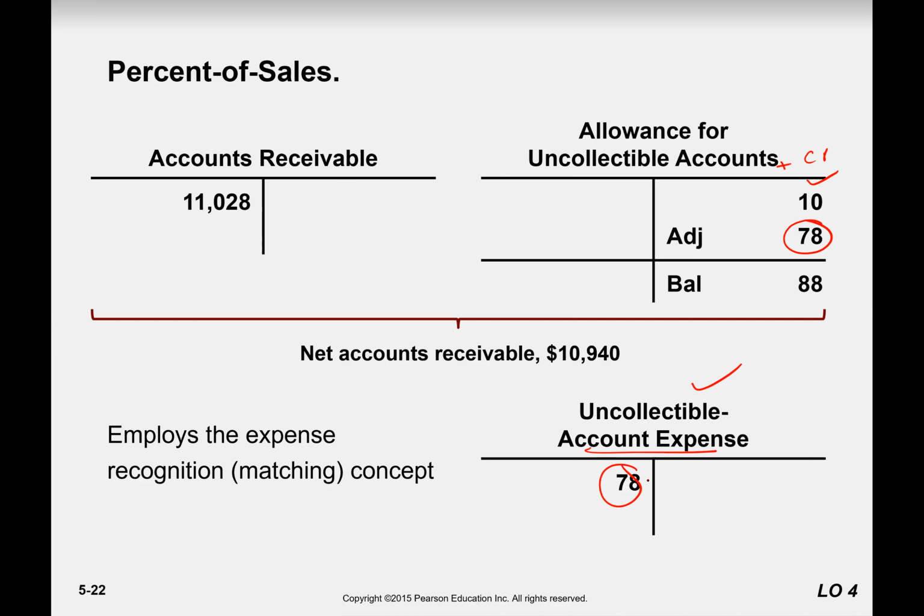So what is the net receivables, or net realizable value? So 11,028 minus this 88 is going to be 10,940, let's say.